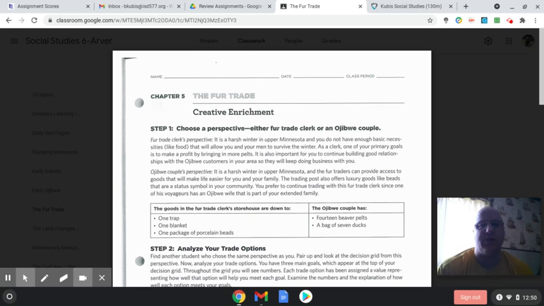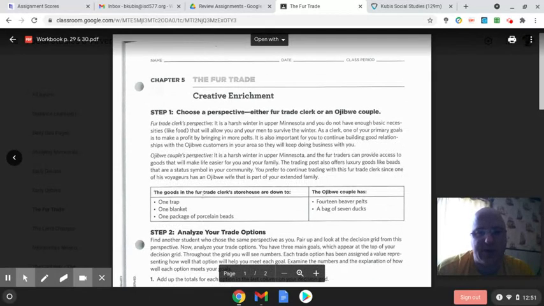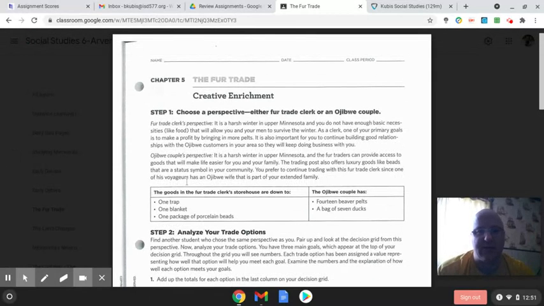So what this worksheet does, page 29 and 30, it talks about how, in this case, the Ojibwe and the fur trade company or fur trade clerk would work on trades and how they went about doing that. What you need to do on this first page is just read step one. It'll talk about why the fur trader wanted to make trades, why the Ojibwe couple wanted to make trades. So read those couple paragraphs in this box here.